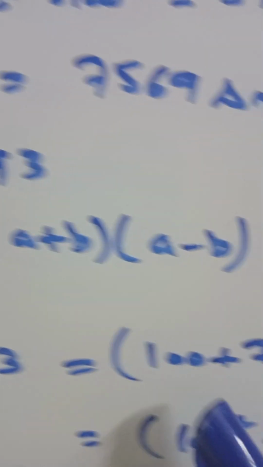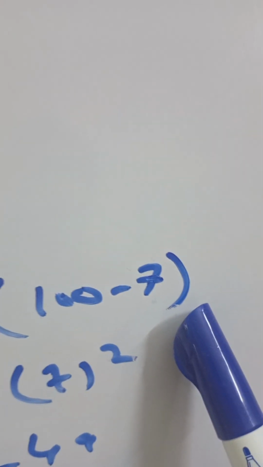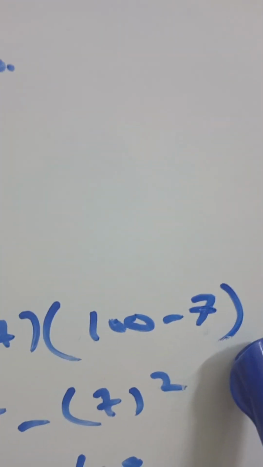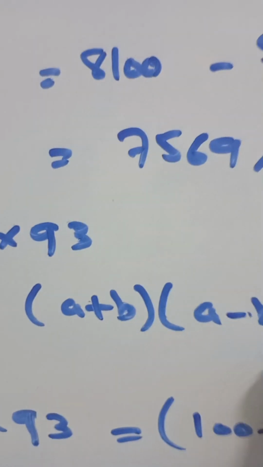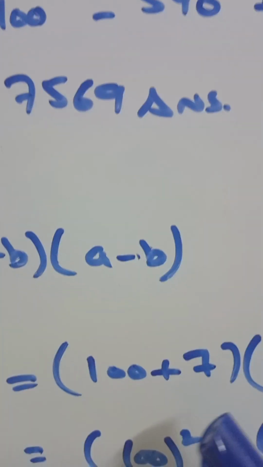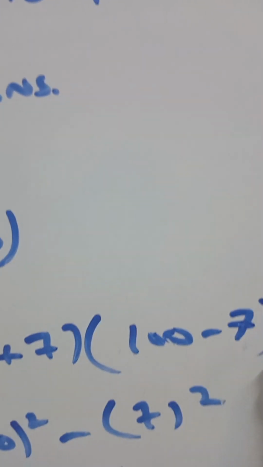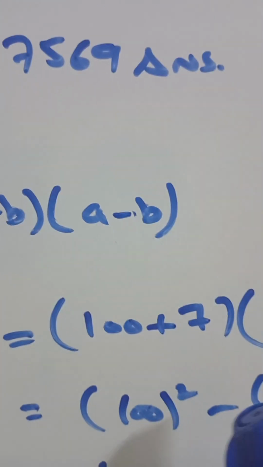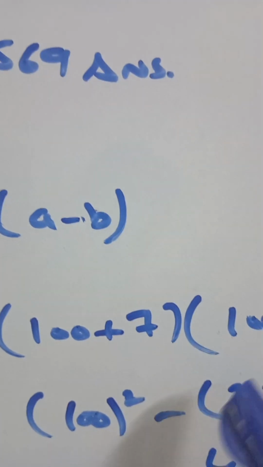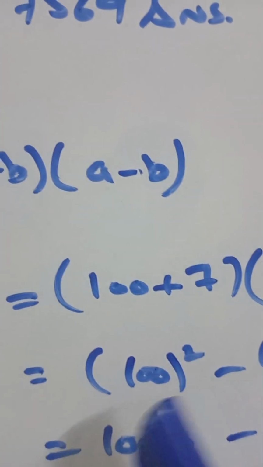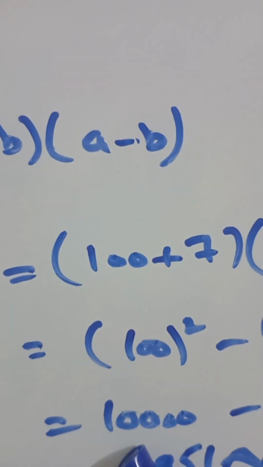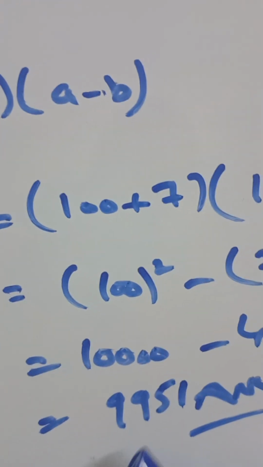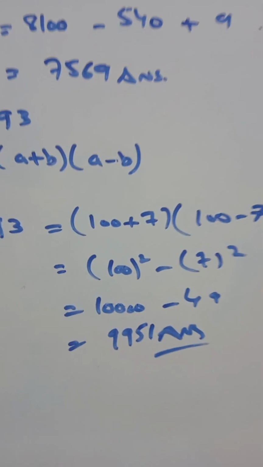We solve it. 100 plus 7, 100 minus 7. Right? 107 means 100 plus 7, 93 means 100 minus 7. Now you can say this form becomes (a plus b)(a minus b). Now we will solve it according to this: a square minus b square. What is a here? 100. 100 whole square minus b, 7 whole square. Now solve it. 100 square means 100 multiplied by 100. You get 1 and 4 zeros, minus 7 square, 49. Now subtract it. The answer is 9951. I hope it's clear.